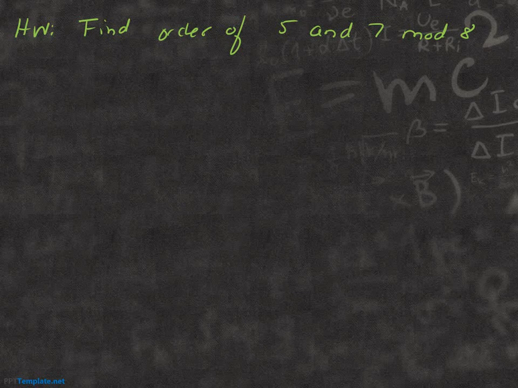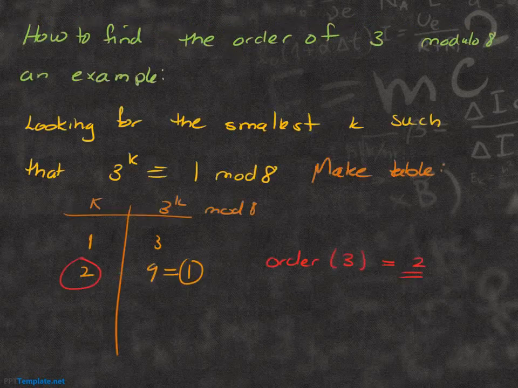So these are computational. You want me to go back? Okay. So when you say the order of 3 is 2 because it took 2 multiplications, 3 squared, right. I just made a table, and the first power that led me back to 1, that's the order. Okay. So 5 and 7 should be easy for you.